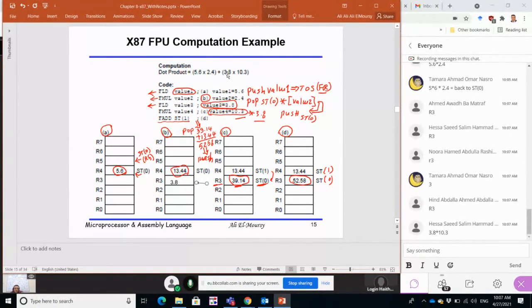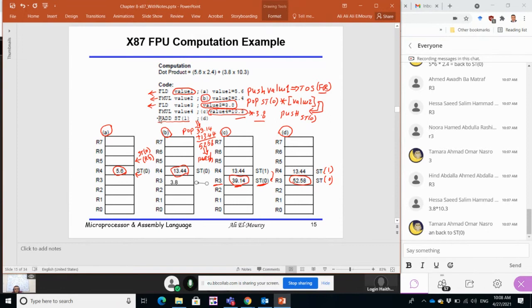Okay, and the result of 3.8 multiplied by 10.3 will be stored at the top of the stack, which is 39.14. So the first multiplication result is in R4, which is ST1. The second multiplication result, 39.14, is stored in R3, which is ST0 right now, after the second multiply. Agree? Make sense? So this is step number C.